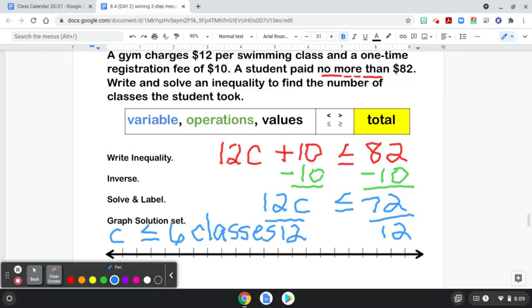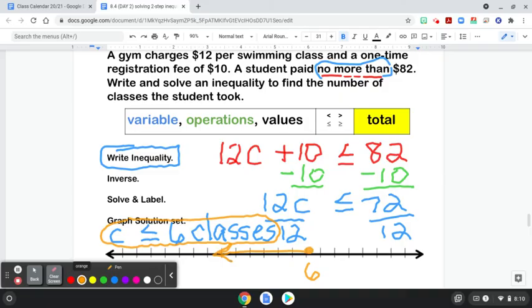Your inequality should have been written 12 groups of some variable, add 10, is less than or equal, since your vocabulary was no more than 82 total. So our inverses would have solved to find that the solution was less than or equal to 6 classes. So to graph this, we would include the 6 and anything less than that. Maybe they took 5, maybe they took 4, maybe they only took 3.5 classes.